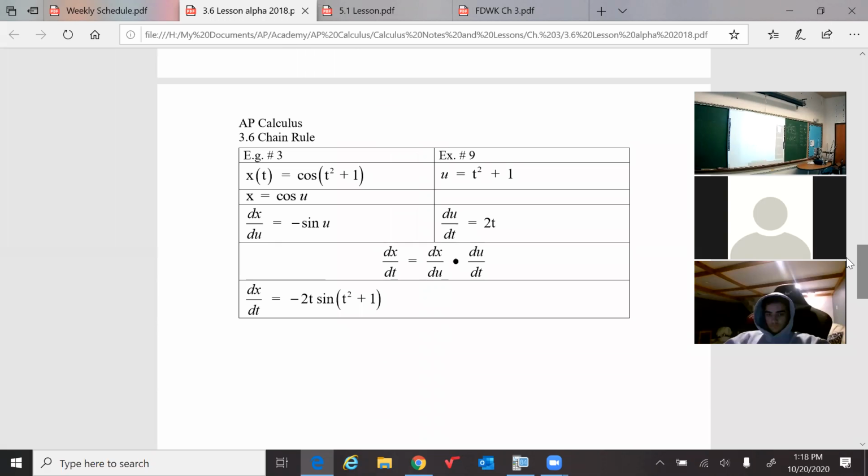Example 3 is taking the trig derivatives, parametric motion, and the chain rule. So you see how this stuff is scaffolded. You're not going to do this. You just watch this. I'm going to go to the calculator. And it tells me the position is cosine of t squared plus 1.